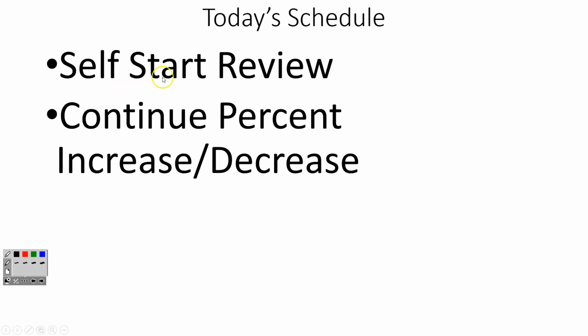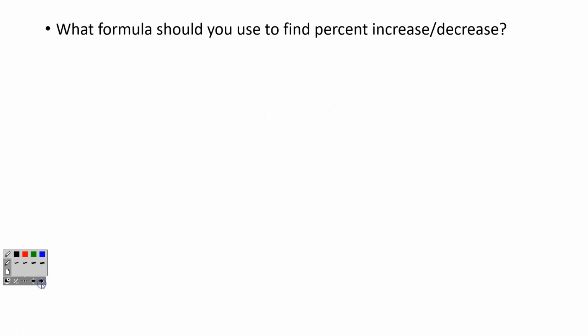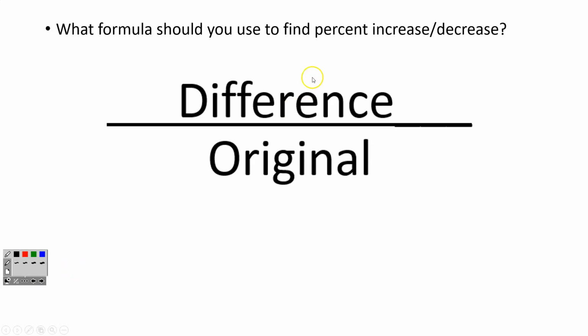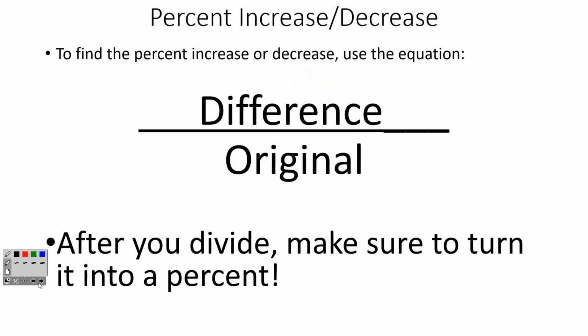For today, we've done the review. We are going to continue practicing what we learned yesterday with percent increase and decrease. So we already talked about what formula you're going to use, difference divided by original. The one thing to remember is to find the difference, you need to subtract. So we're going to be subtracting some numbers before we divide by the original. And once you do that, you get a decimal. Make sure to turn it into a percent by multiplying by 100.